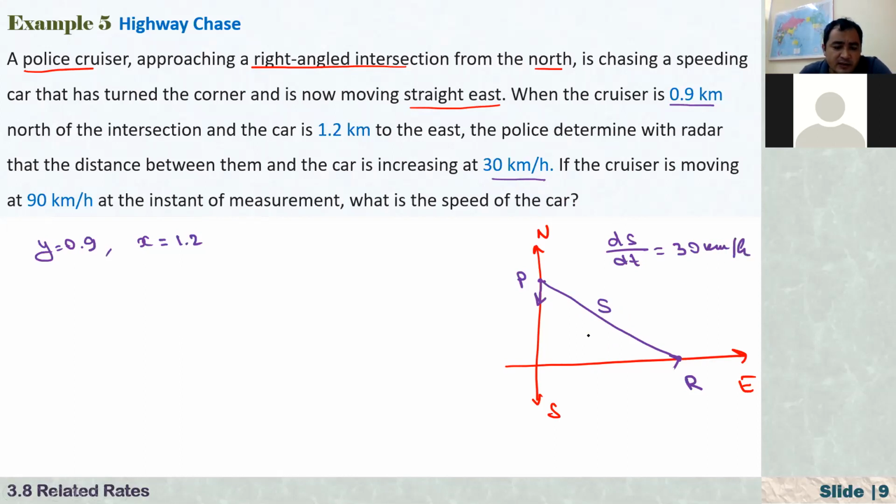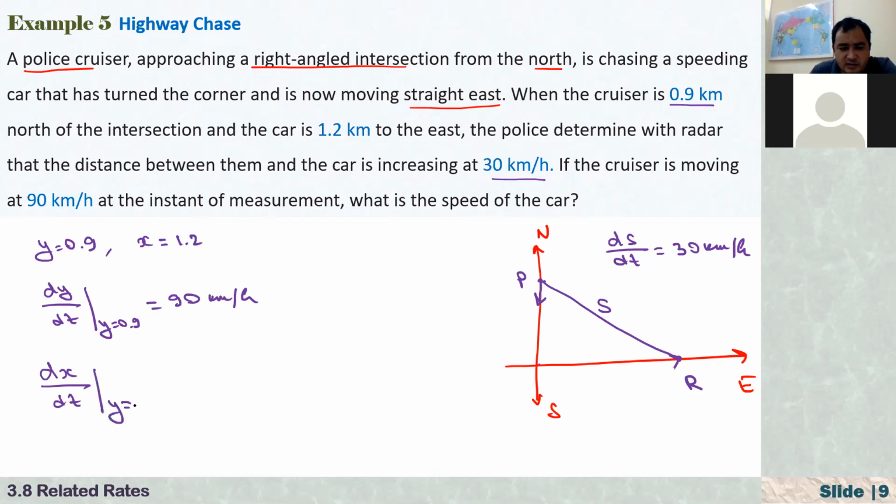If the cruiser is moving at 90 kilometers per hour at the instant of measurement, at that moment, that means the rate of change of the position of the cruiser, dy/dt, when y is equal to 0.9, is equal to 90 kilometers per hour. What is the question? What is the speed of the car? The speed of the car is how fast it is moving away from the origin. So the question is, we need to find dx/dt at that instant. What is the instant? When y is equal to 0.9.